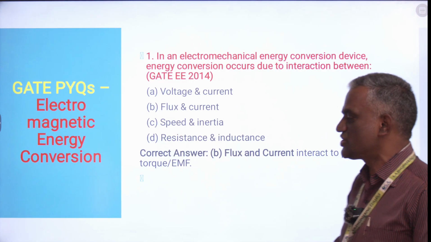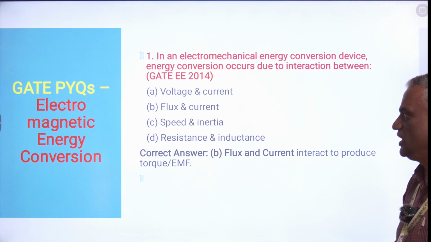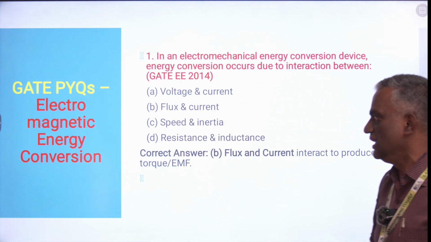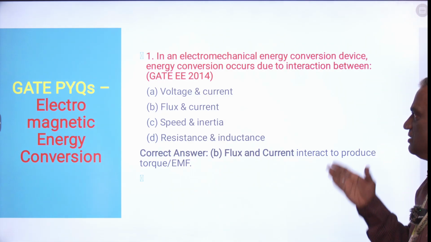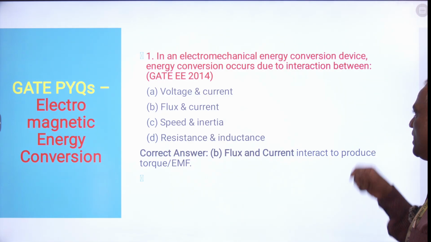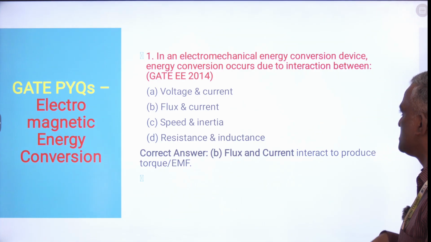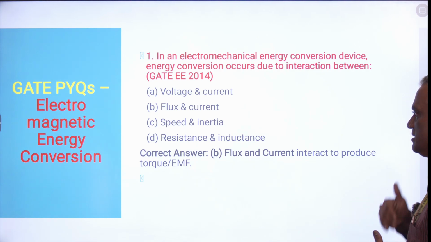So this is a question asked in GATE EE 2014. This is a GATE previous year question in the topic electromagnetic energy conversion. In an electromechanical energy conversion device, any device, I had given many examples, but this was very specific. How does the energy conversion occur? What is the interaction between? That is the question asked here.